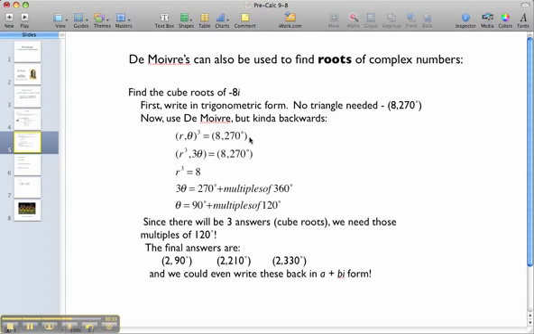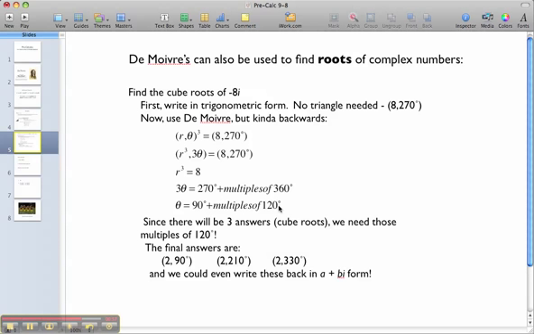So we're going to do this backwards. Now we have the 8, 270. We're looking for values that we can take to the 3rd power that'll give us that. So we set our r parts equal to one another. So r to the 3rd equals 8. And then we say that 3 theta is going to be 270. So we can solve each of those down a little bit. r, of course, is going to equal 2, and theta is going to be 90 degrees. That's 270 divided by 3.